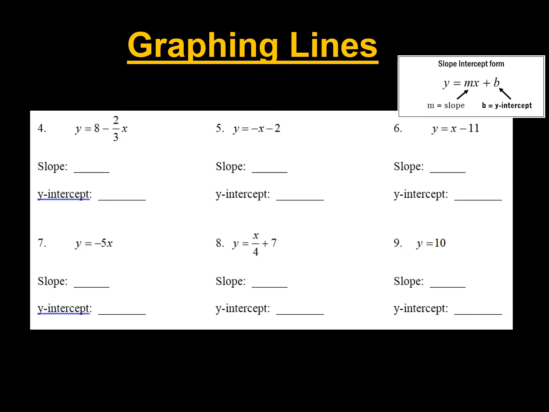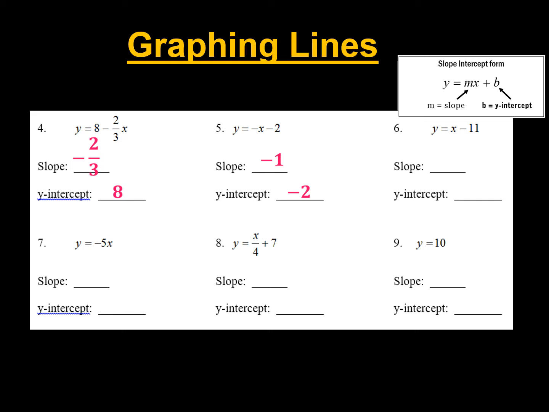Okay, moving on to number 4, again, still in y equals mx plus b. So the slope is -2/3. That's right next to the x, and then the y-intercept is +8. Okay, number 5, still y equals mx plus b. Remember, when there's no number, that is a 1. So the slope for number 5 is -1, and the y-intercept is -2.